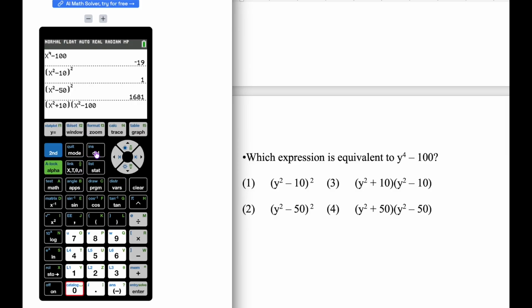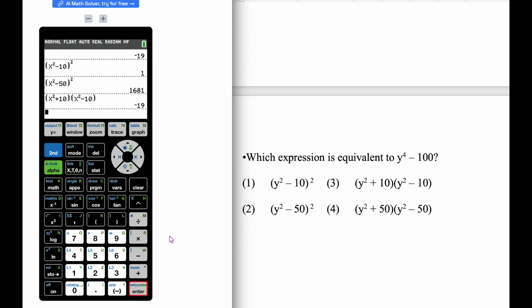There is a delete button right here. I can delete just a single thing and continue on. Don't waste time rewriting everything when you can just sort of edit it quickly. Hey, negative 19. So once again, my answer is number 3.